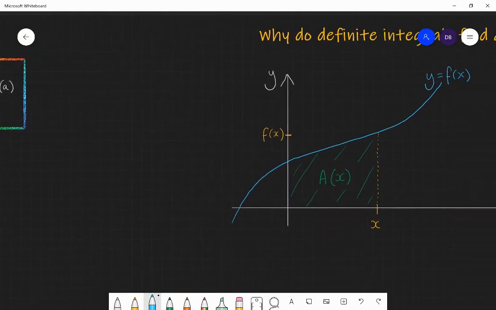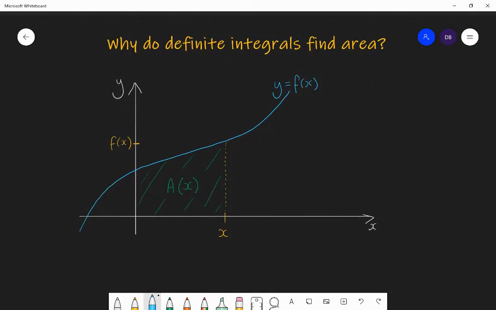Why do definite integrals find the area below a curve? Imagine we have this curve, y equals f of x. Let's say the area up to the x value x is A of x, where A is some function which gives us the area up to the x value x. So A of x is the area from x is 0 up to x is x.